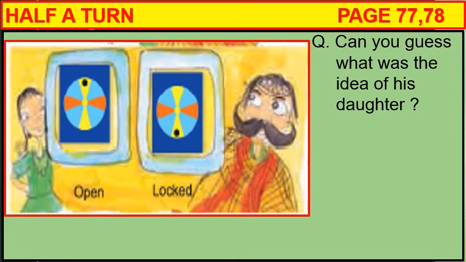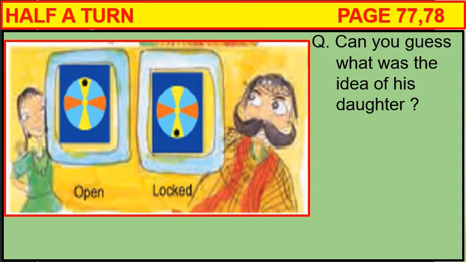So one day his clever daughter gave him an idea. Can you guess what that idea was? The king's locker had two yellow blades as shown in the picture. The king's daughter asked the king to put a black dot on one of the yellow blades.